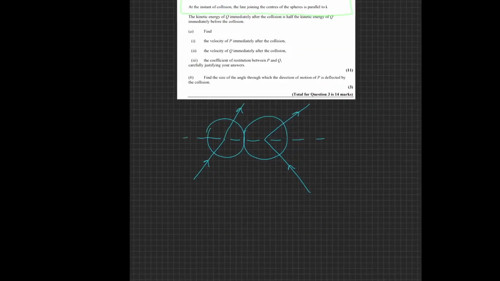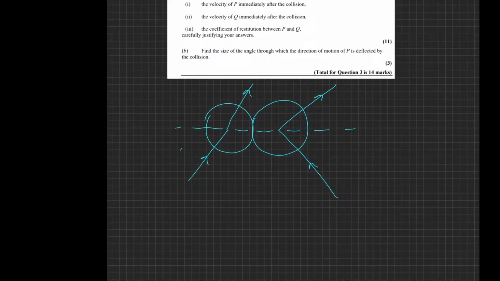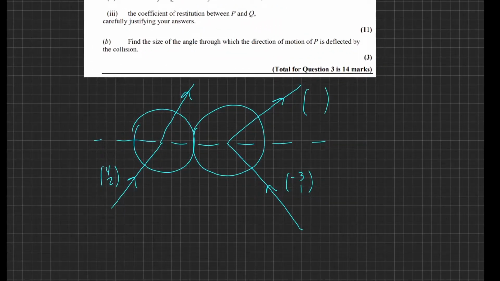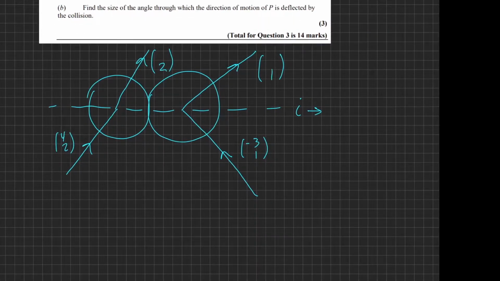Well, we know that the initial velocity of P, I'm going to draw P as a left one, by the way, is 4.2. And the initial velocity of Q is -3.1. Now, we know the J components of their velocities are not going to change because their line of centers is in the I direction. So the components of the velocities perpendicular to the line of centers is never going to change. So this one has a J component of 2 and no impulse acts on that J component. So that stays as 2, and likewise this stays as 1.